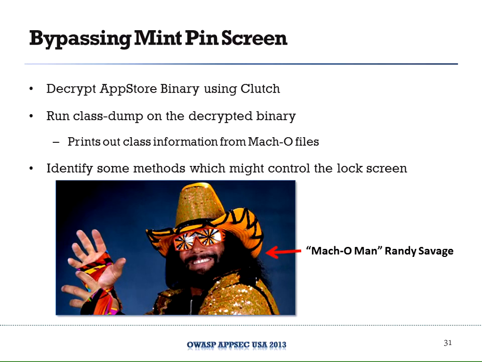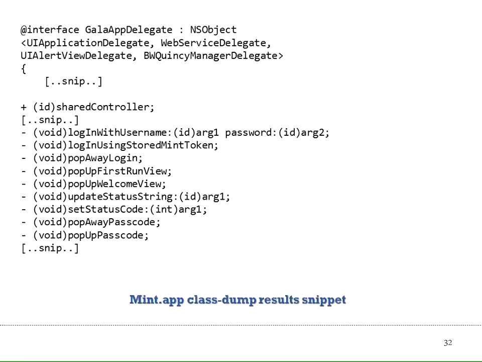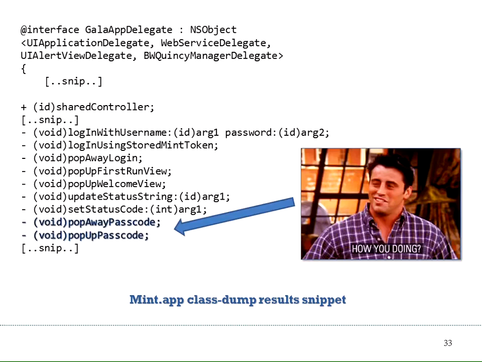I want to know what method is actually being called to trigger the UI to change to the actual app. So that's my resulting goal. So here's a class dump output. I went to the app delegate. That's usually the first place you look, because that's the starting point, right? I go through some of the method calls, and right away, one of them stood out, and that was the popAwayPasscode. Great, this looks promising.